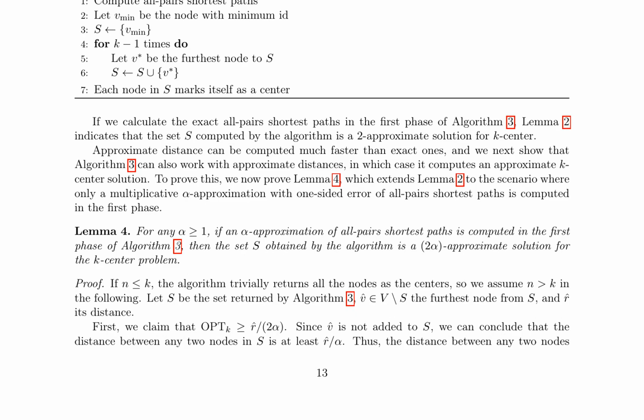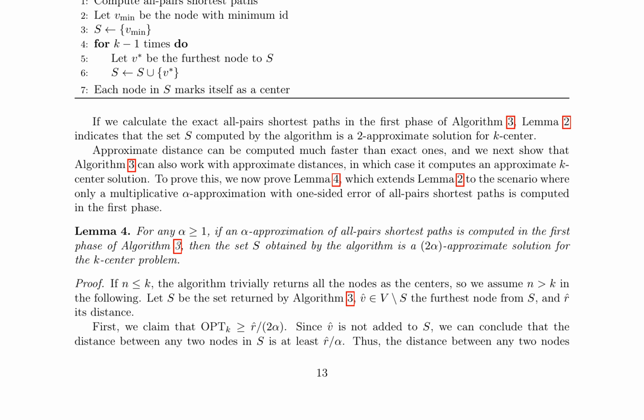This extension allows for faster computation times while still maintaining an approximation guarantee. The algorithm's performance is evaluated based on its approximation ratio, which is the ratio of the maximum distance from any node to its closest center in the solution provided by the algorithm to the maximum distance in an optimal solution. An approximation ratio of 2 indicates that the algorithm's solution is within a factor of 2 of the optimal solution.